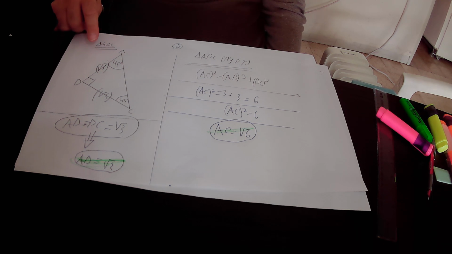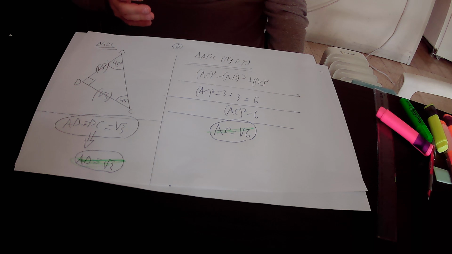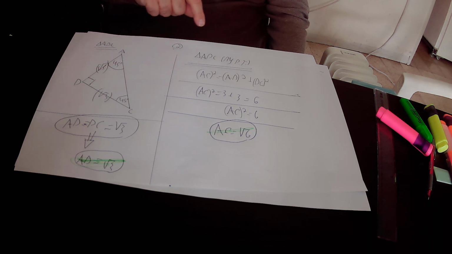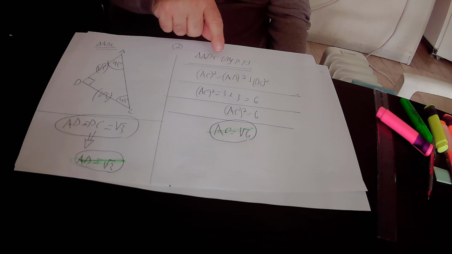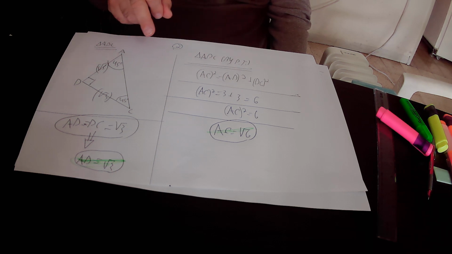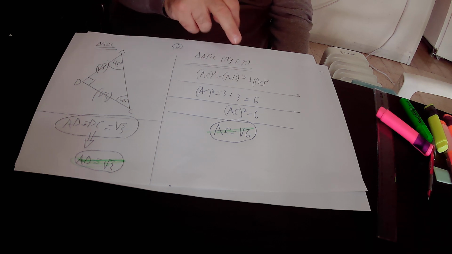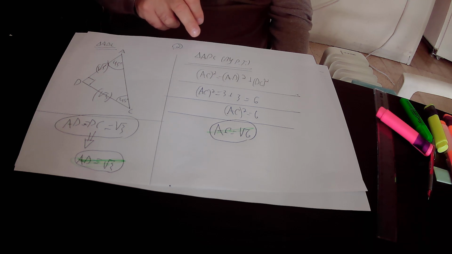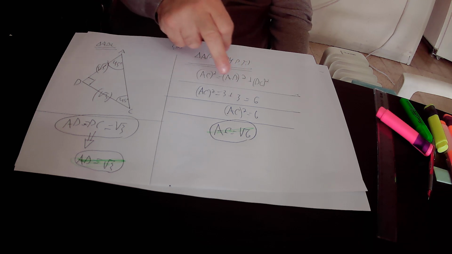We continue to focus on the right triangle ADC. On the right triangle ADC, we implement the Pythagoras theorem. According to the Pythagoras theorem, AC squared equals AD squared plus DC squared. AD is square root of 3, therefore AD squared is square root of 3 squared, that is 3, plus DC squared. DC is square root of 3, therefore DC squared is 3. So in total, AC squared equals 3 plus 3, that is 6.